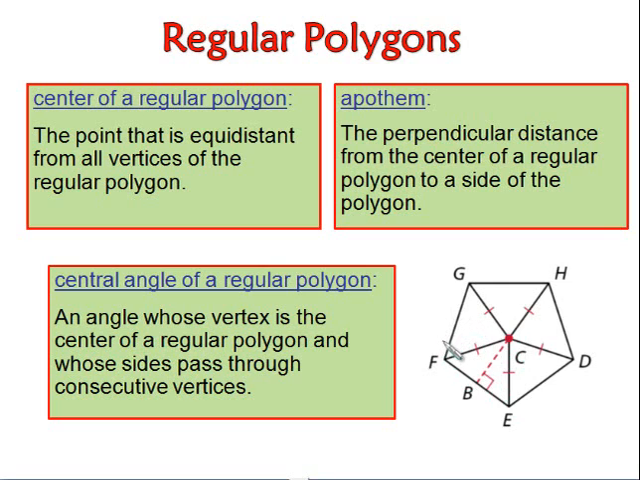The central angle of a regular polygon is an angle whose vertex is the center of the regular polygon and whose sides pass through consecutive vertices. So one example of the central angle would be this angle right in here. That is a central angle. Or this one, it could be any one of these right here.